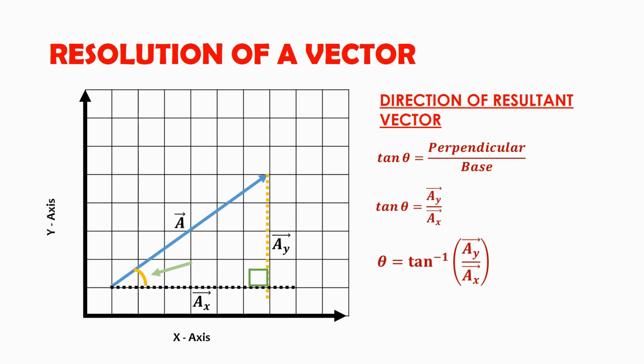Remember, this is the angle represented by the arrow that would be measured if the angle is not given. With the help of ay upon ax, we would be able to get the angle if we take the tan inverse. If ay is equal to ax, then tan inverse of ay upon ax would be equal to 45 degrees, since the magnitudes of ay and ax are the same.